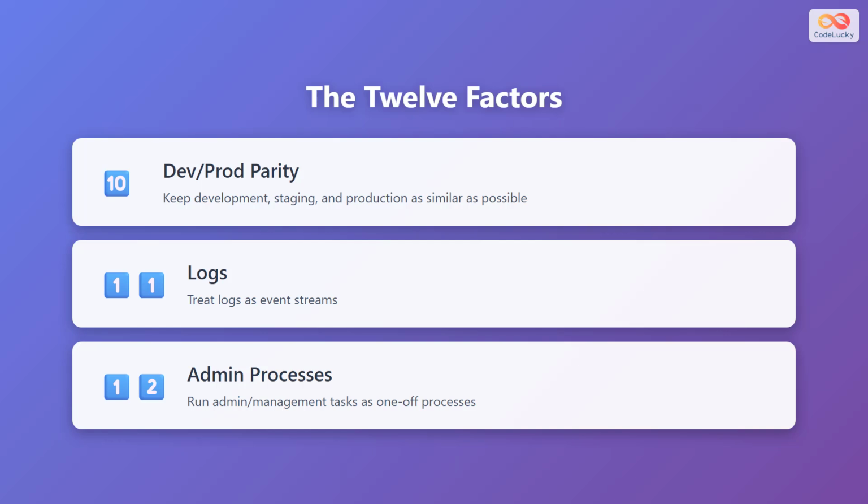Factor number 11 is logs. Treat logs as event streams. Your application should not manage log files or handle log routing. Instead, it should write all logs to standard output as a stream of events. The execution environment can then collect, route, and store these logs as needed. Factor number 12 is admin processes. Run administrative and management tasks as one-off processes. Database migrations, console commands, or scheduled scripts should run in the same environment as your application using the same code base and configuration. This ensures consistency and reduces the risk of errors.